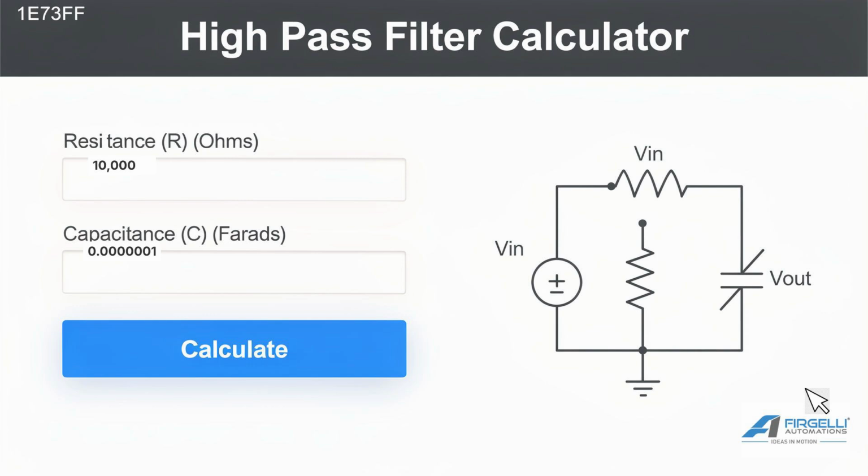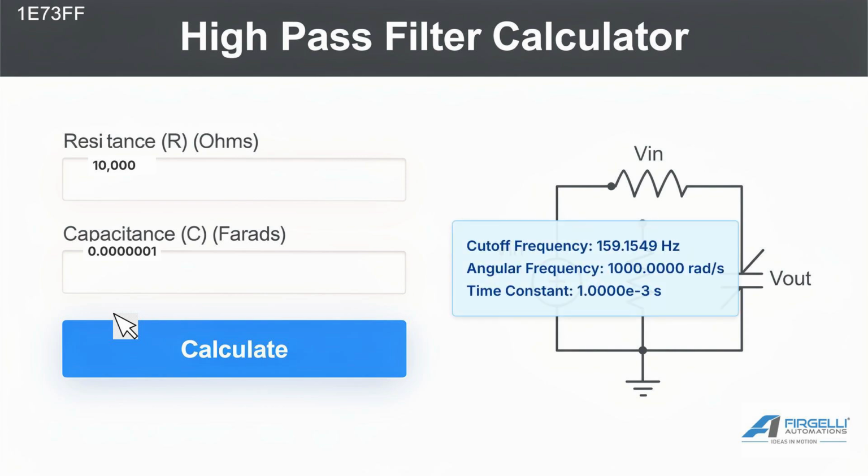The angular frequency is 1000.0000 radians per second, and the time constant equals 1.0000 e to minus 3 seconds. The calculator confirms that at the cutoff frequency, output voltage is minus 3 dB, or 70.7% of the passband value, and frequencies above 159.15 Hz pass with minimal attenuation.